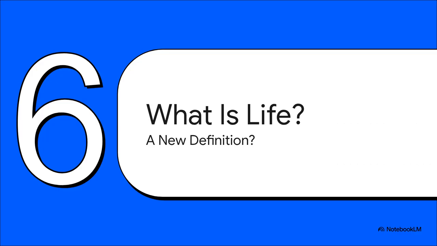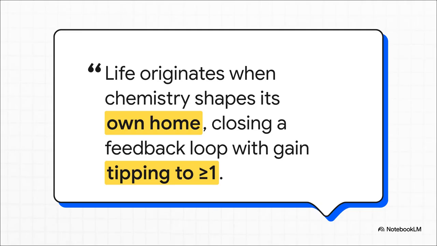So what's the big takeaway from all this? Creed doesn't just give us a plausible recipe for how life got started. It actually offers us a whole new way of defining what life is. This one sentence from the paper just nails it. It really captures the whole idea. Life isn't about one special molecule, like DNA. It's about a process. It's that specific moment when a chemical system figures out how to build its own house, and in doing so, locks itself into a state where its own existence becomes self-fueling.